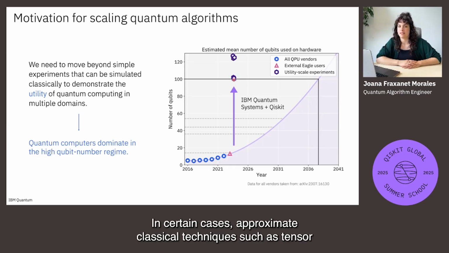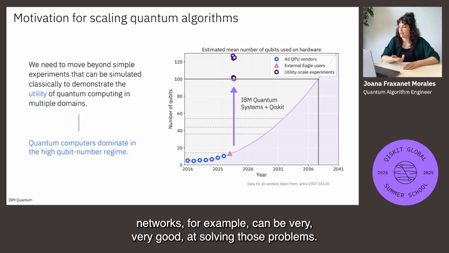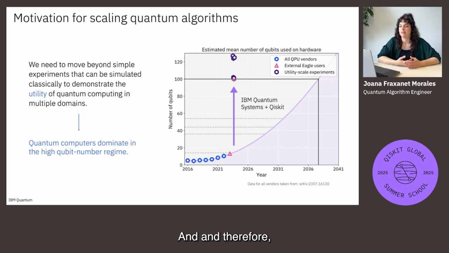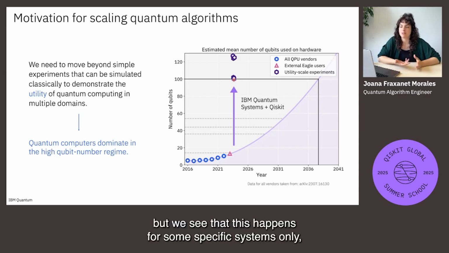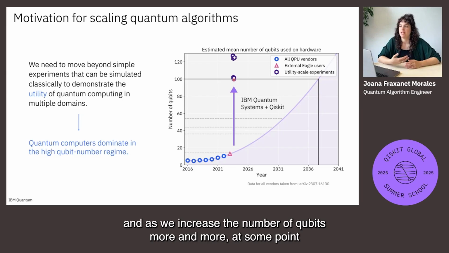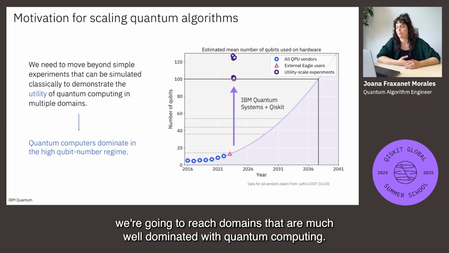In certain cases, approximate classical techniques, such as tensor networks, for example, can be very, very good at solving those problems, and therefore we're not talking about problems that cannot be approached at all with classical computing. But we see that this happens for some specific systems only, and as we increase the number of qubits more and more, at some point we're going to reach domains that are much better dominated by quantum computing.